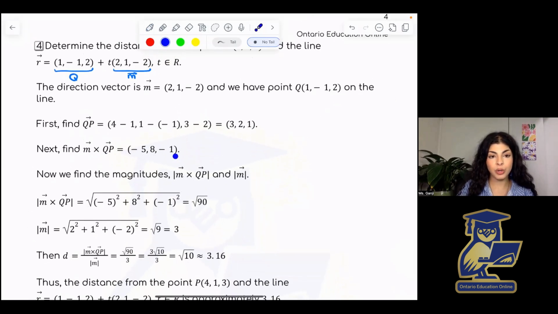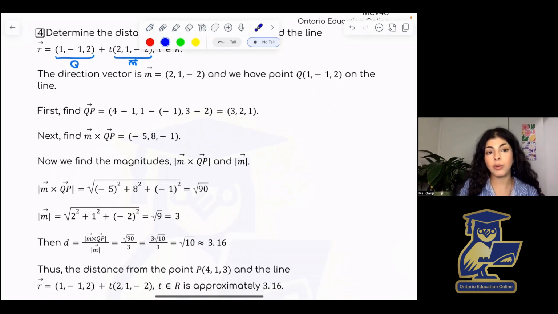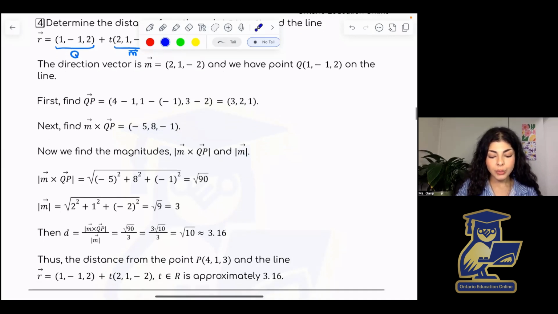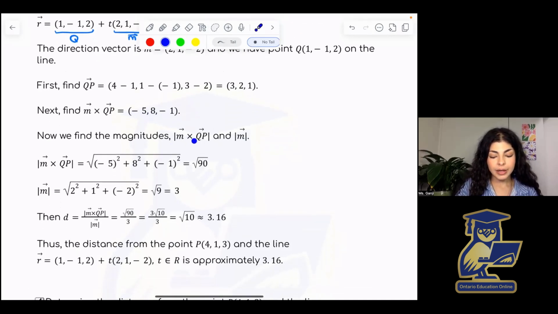And this one I've just shown you or given you the answer, but do try it on your own if you're not sure or you just want to double check or you just want extra practice with cross product. And you will get (-5, 8, -1). Now we can find the magnitude of this and the magnitude of m. So this here will give us -5 squared plus 8 squared plus -1 squared, and the square root of that is square root of 90. And the magnitude of m will give us square root of 9, or just 3.